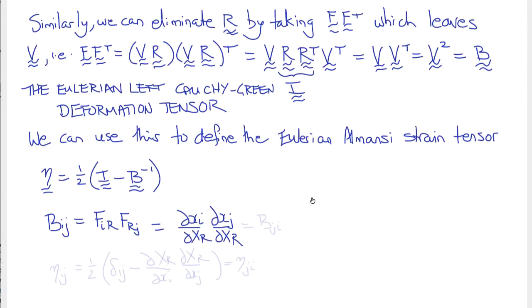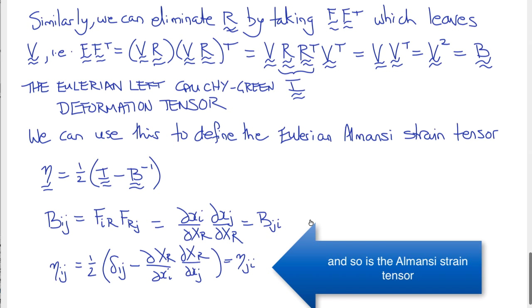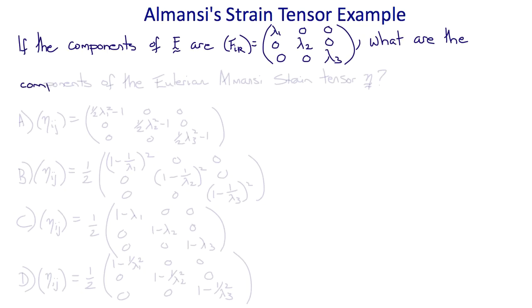And notice that this expression is also symmetric in i and j, so B_ij equals B_ji, and this time the indices refer to the current or deformed coordinates. Writing out the strain tensor then in index notation, we get that eta_ij is 1/2 of delta_ij minus ∂Xr/∂xi ∂Xr/∂xj, which is also symmetric. Let's work out the Almansi strain tensor components for the same deformation gradient tensor components as in the previous example. If the components of F are lambda 1, lambda 2, and lambda 3 on the diagonal, what are the components of the Eulerian Almansi strain tensor eta?